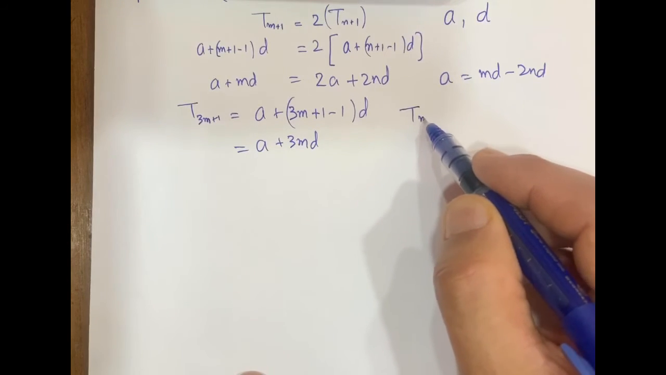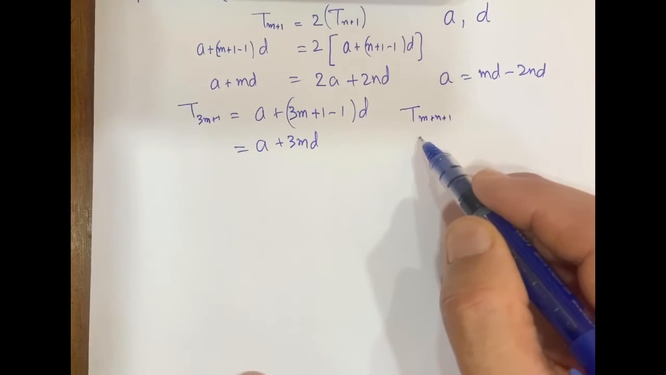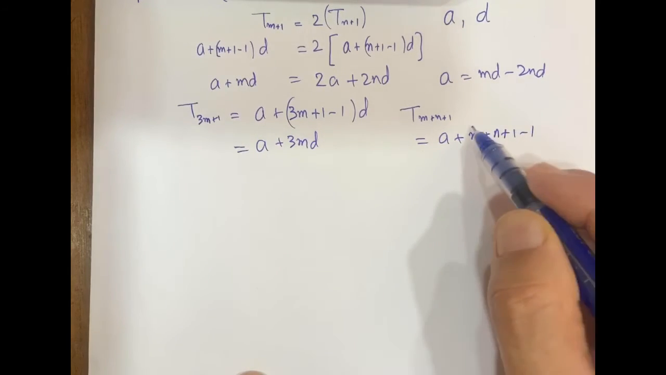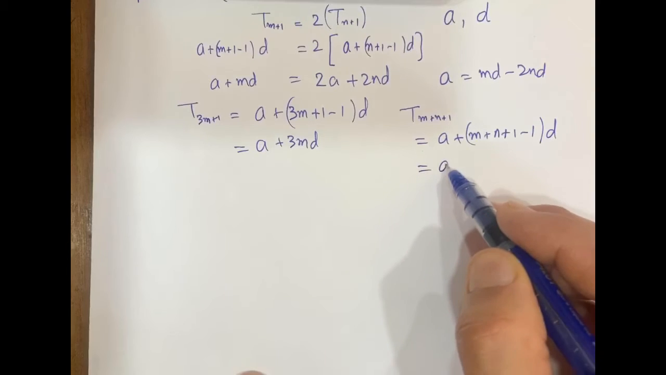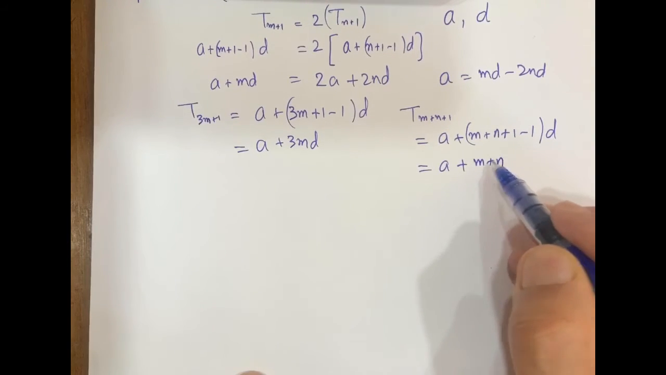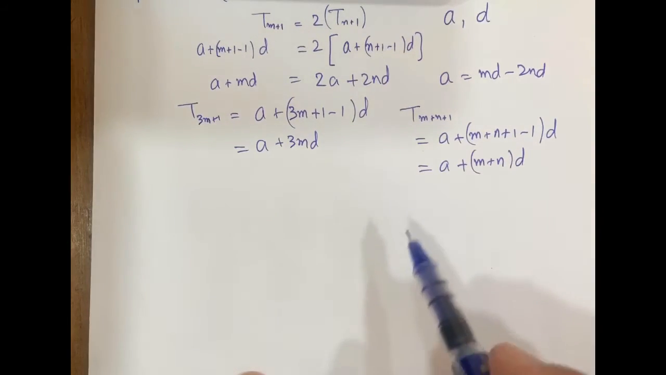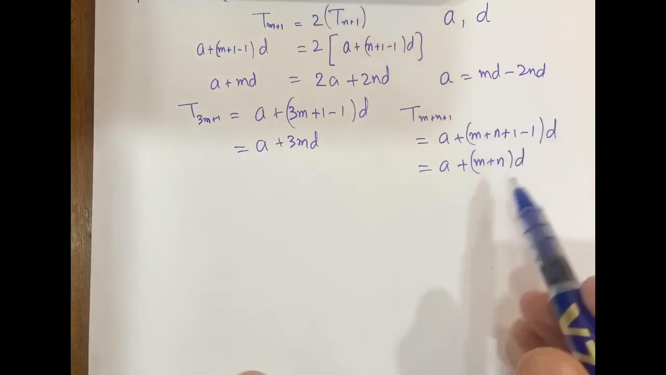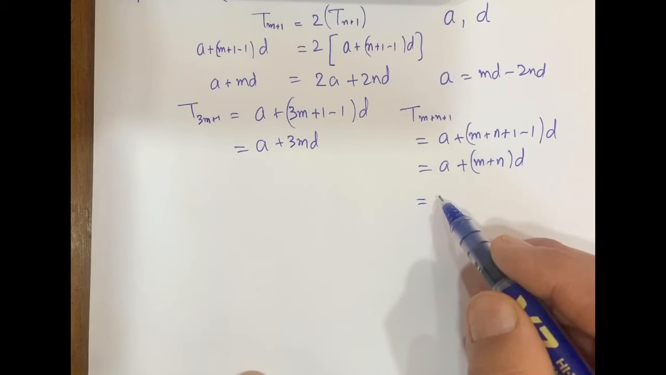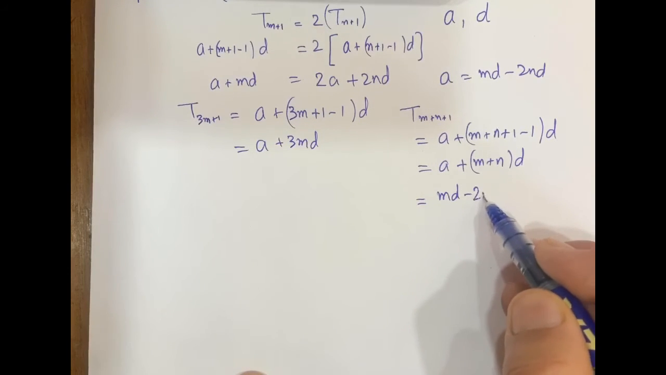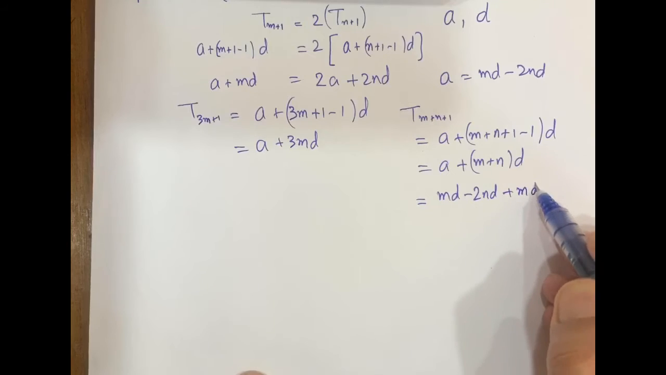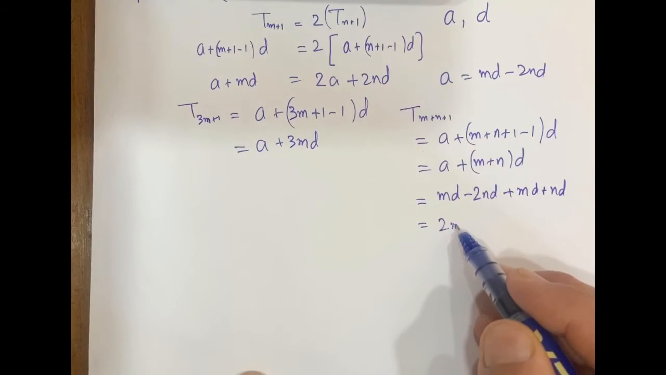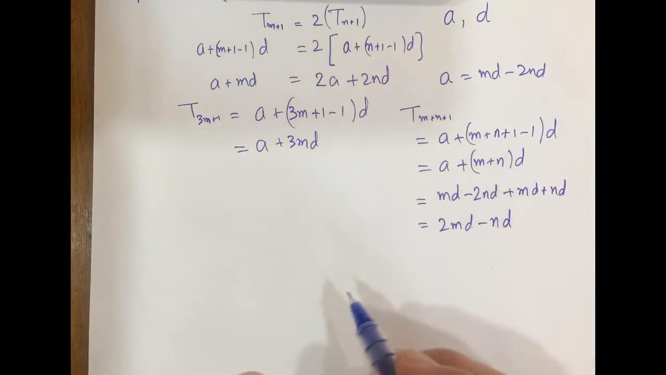Let's find out T(m+n+1). This will be a plus (m plus n plus 1 minus 1) into d. That's a plus (m plus n) into d. We can substitute the value of d, md minus 2nd here. This is a is md minus 2nd plus this is md plus nd. This is md plus md is 2md minus nd.